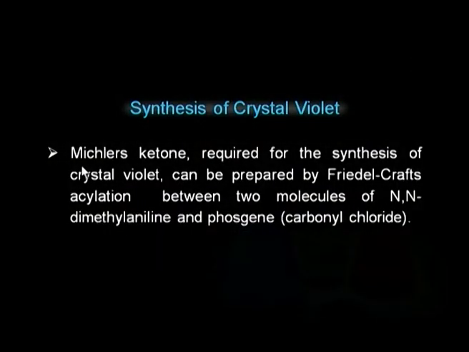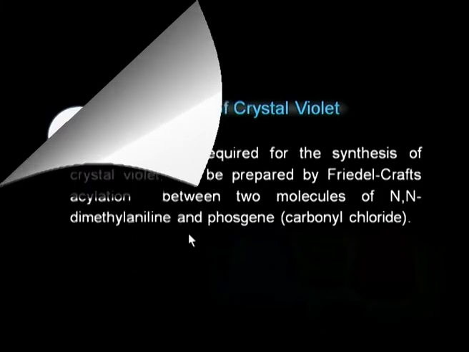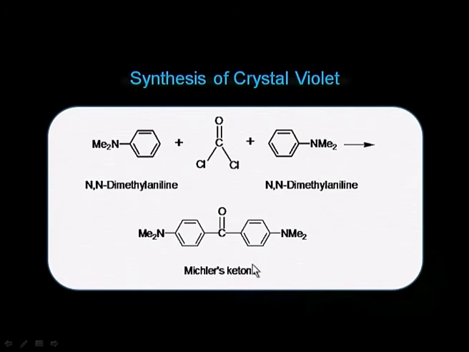We will now discuss crystal violet, which again belongs to the class of triphenylmethane dyes. For the preparation of crystal violet, first there is the requirement of preparation of Michler's ketone, which is synthesized by the Friedel-Crafts acylation between 2 molecules of N,N-dimethyl aniline and phosgene. This is Michler's ketone, and this is dimethyl aniline, and this is also N,N-dimethyl aniline, which is reacting with phosgene to form this Michler's ketone.